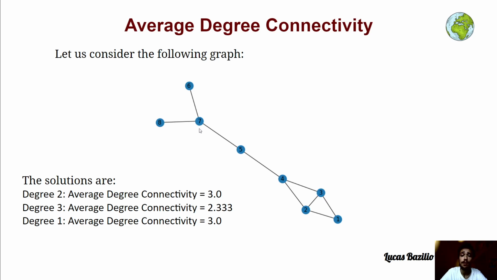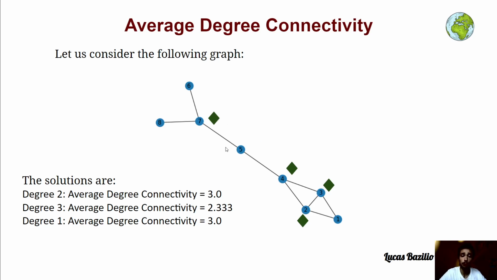We can see that the nodes that have degree 3 are, first of all, the node 7. The degree of the node 7 is 3. Also, we need to identify more. So 4, for instance, is also a node that has degree 3. 2 is also a node that has degree 3. And finally, the node 3. This is also a node that has degree 3. So this is the first step. We need to identify all of the nodes that have the degree for which we want to compute the average degree connectivity. For degree 3, we have 4 nodes that have degree 3.